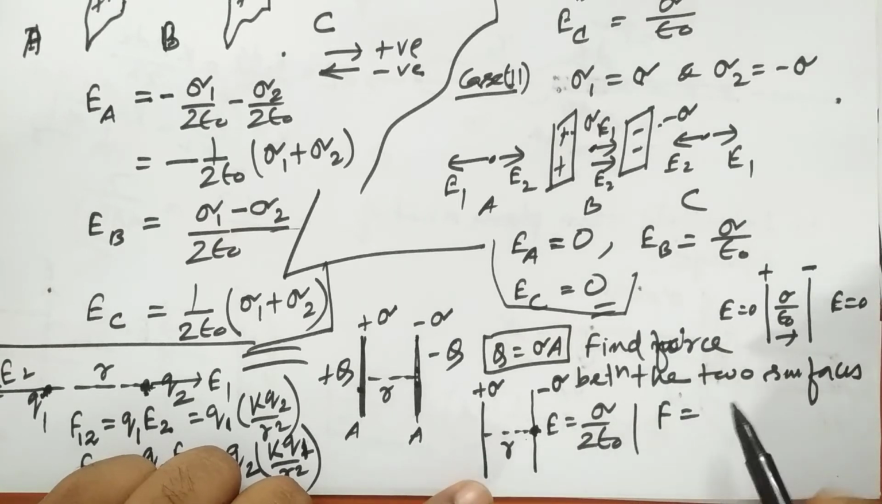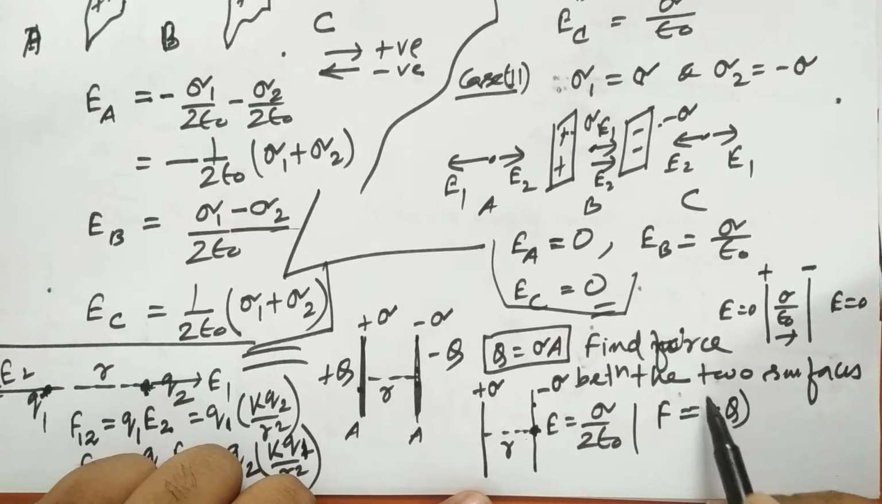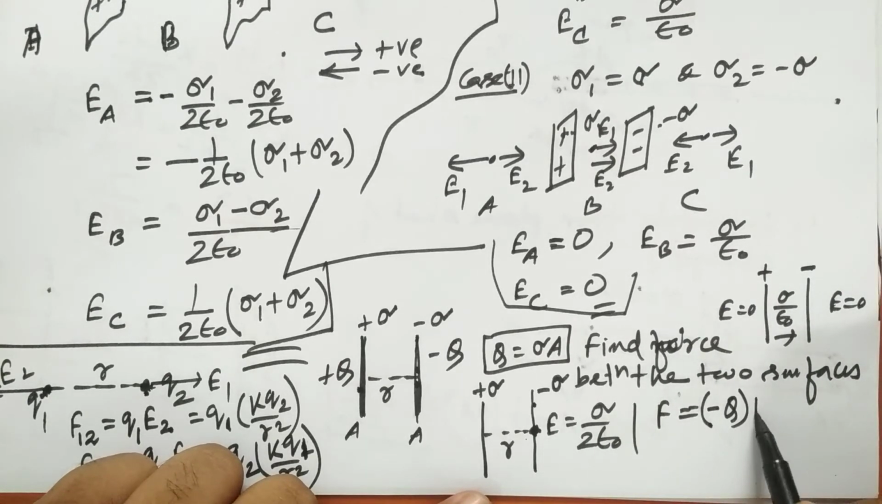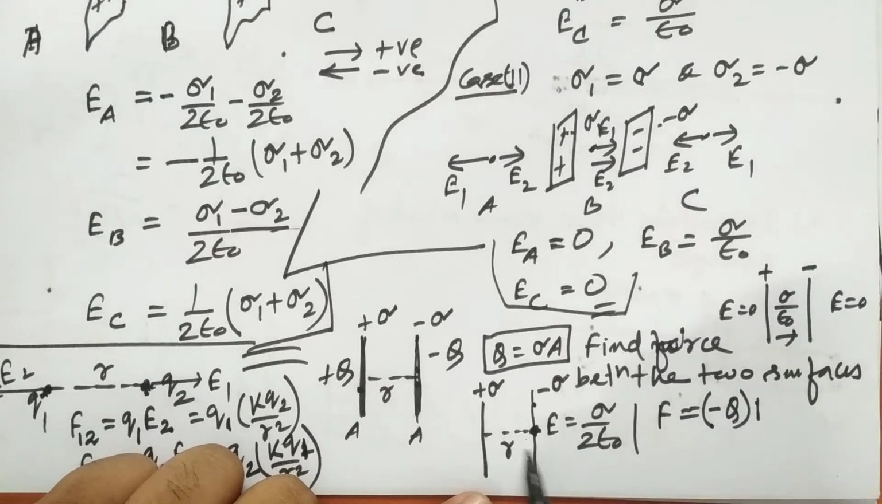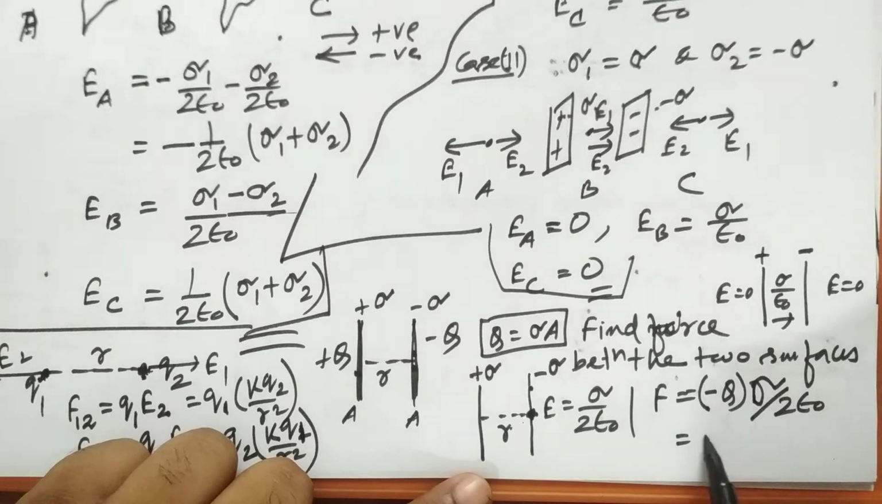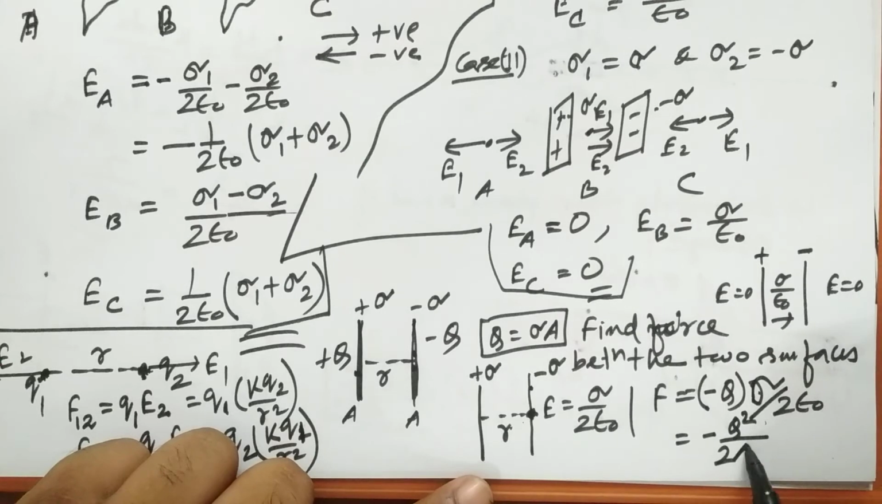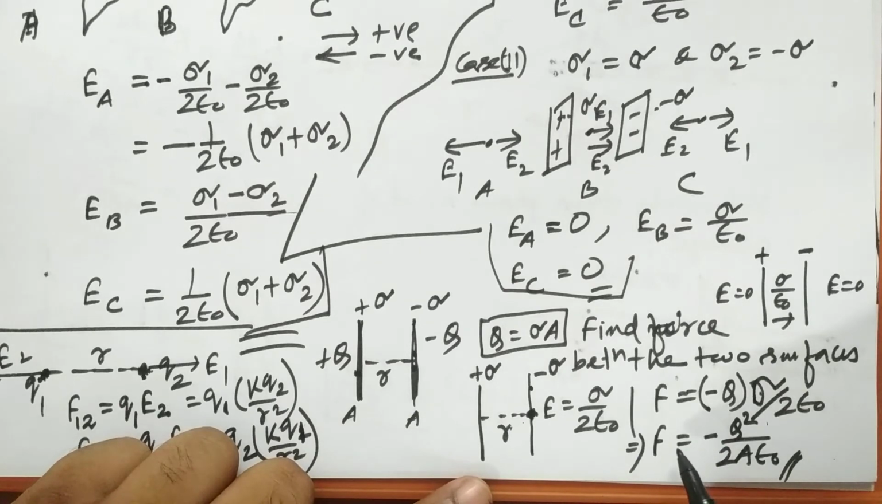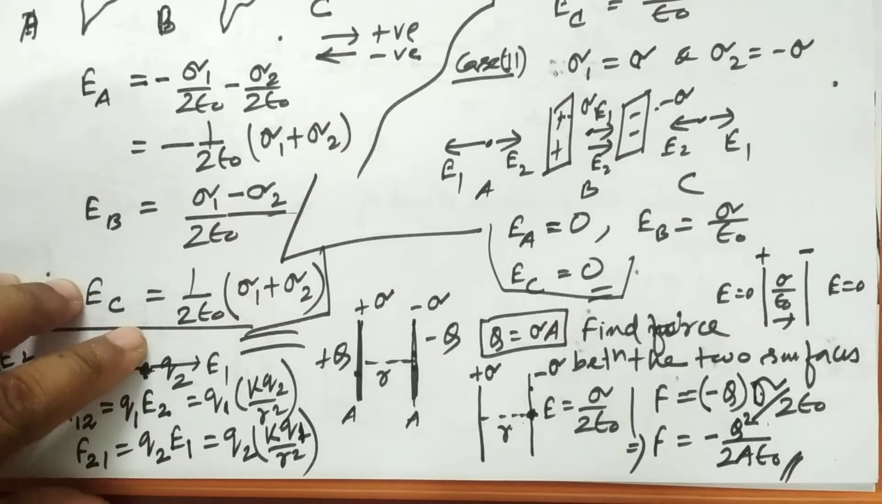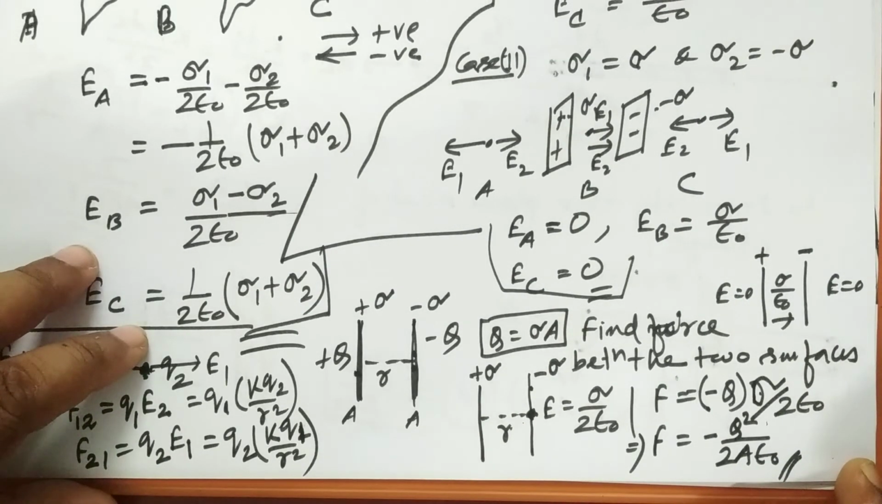How much will be that force? Force on negative surface is nothing but charge on negative surface multiplied by the field of the positive surface. What is the field of the positive surface? Sigma divided by twice epsilon naught. So finally this will become equal to minus sigma, which is again q by area, q into q will make it q square divided by twice a epsilon naught. So this is the force between the two surfaces. Here minus sign indicates the force is attractive. That is all. Q square divided by twice a epsilon naught is going to be the force.